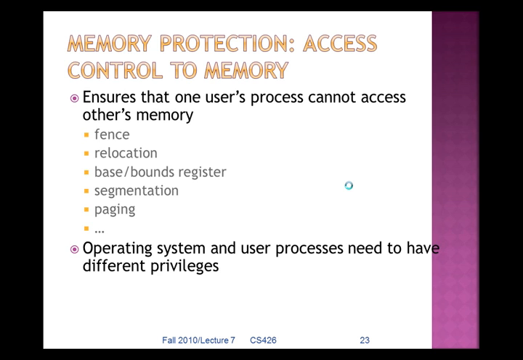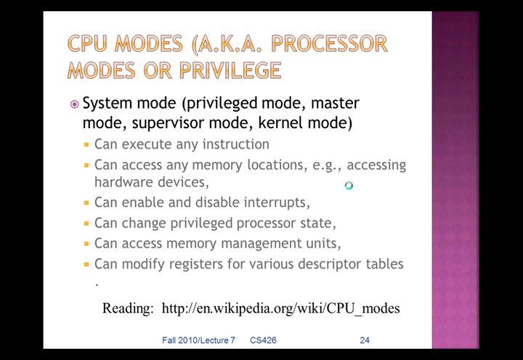Then what are the tools available? One is fence, then relocation, base bound registers, segmentation, paging. So these are the multiple techniques by which we ensure that memory is protected. There is access control to the memory. The next point says the operating system and user processes need to have different privileges, that is, different privileges are available for the operating system and for the users.